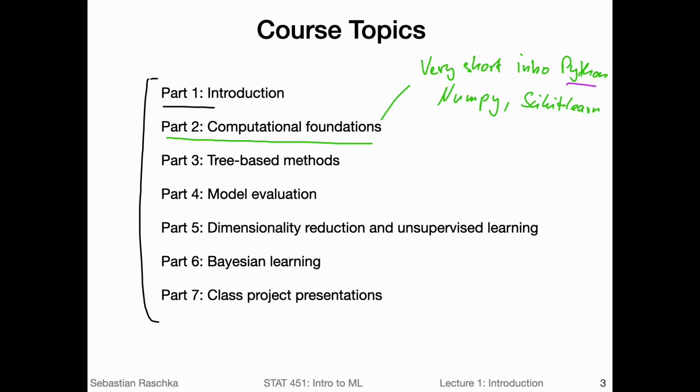Because most of the time we will be using specific libraries in Python. That is NumPy, which is a linear algebra library, and scikit-learn, which is the main machine learning library that we will be using. We will be implementing some machine learning algorithms from scratch using NumPy. And there are also some other libraries that will be important, like matplotlib for plotting graphs. That is something we will see then in part 2.